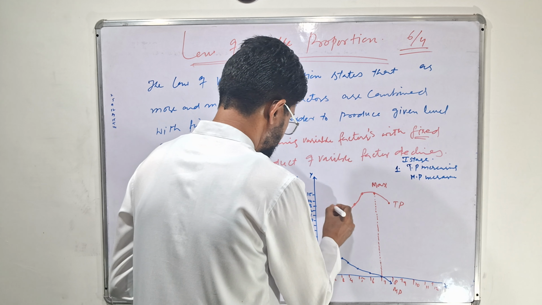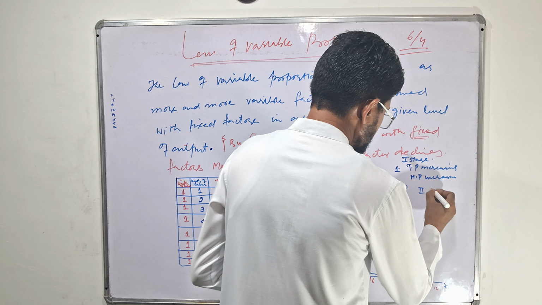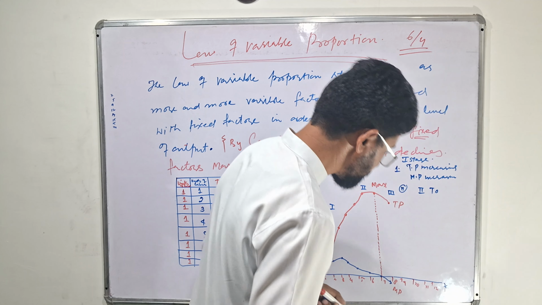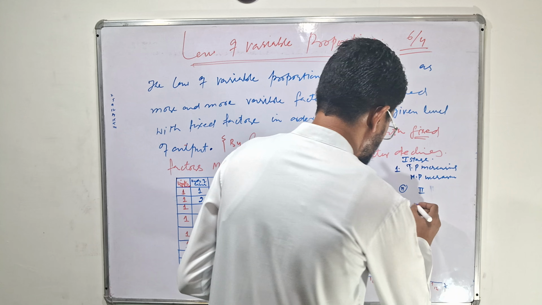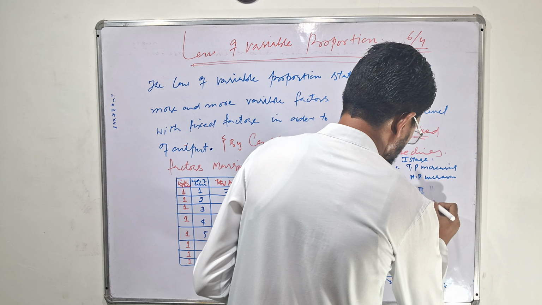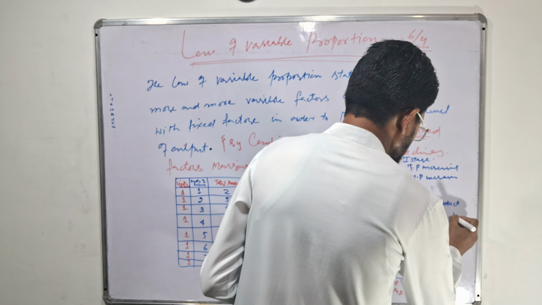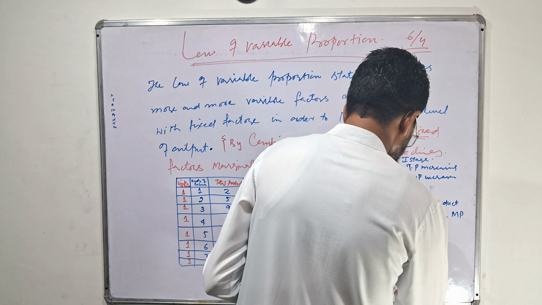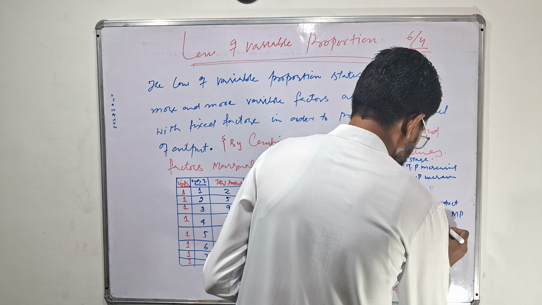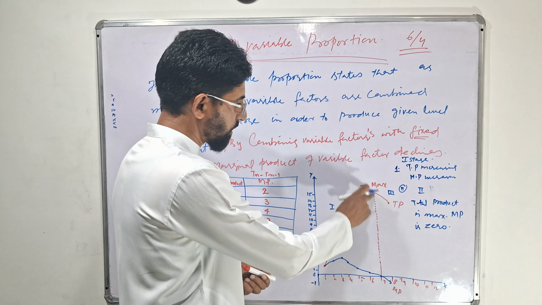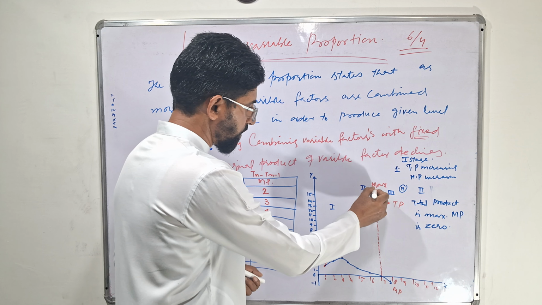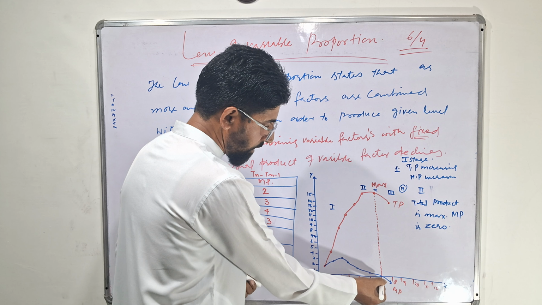And in the second stage, as we are seeing, total product is maximum as marginal product is 0. At that time, as total product is maximum here, at this point, for example x, at the same point here, marginal product is 0.